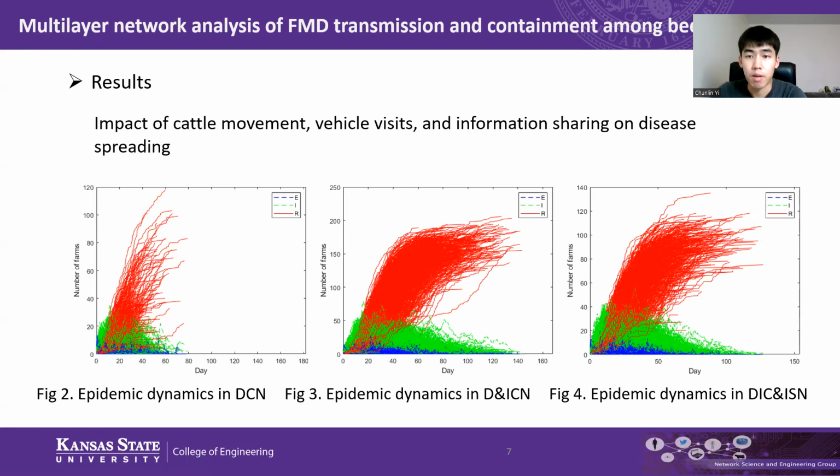The number of farms in different infection compartments are shown in these figures. Our results show that the truck visit layer prolongs the epidemic duration and enlarges the overall epidemic size. The random information sharing layer mitigates the epidemics by shortening the duration and suppressing the epidemic size.